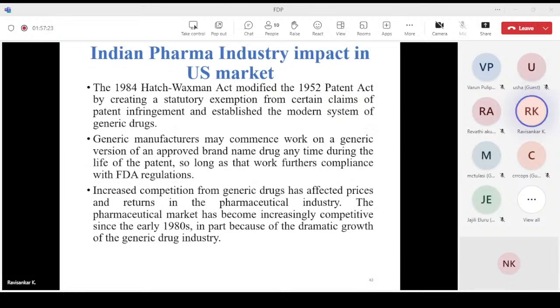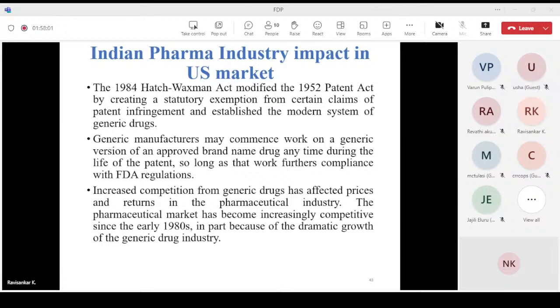So when you say Indian pharma, without the US there is no Indian pharmaceutical industry, because the US is the major export market for India. In the US there is an act called the Hatch-Waxman Act, modified in 1984, which created a statutory exemption from certain claims of patent infringement and established the modern system of generic drugs. According to this Act, generic manufacturers may commence work on a generic version of an approved brand name drug anytime during the life of the patent, so long as that work is in compliance with FDA regulations.